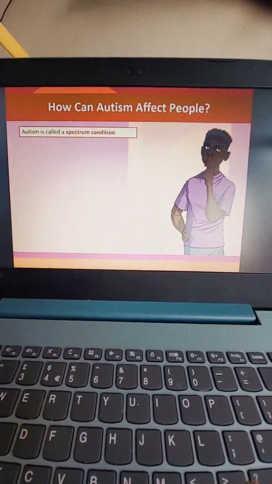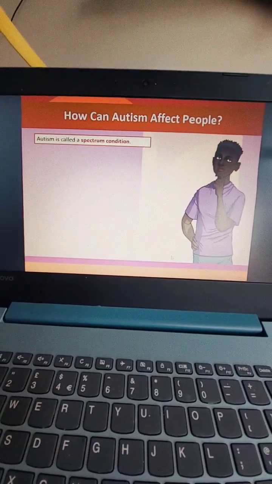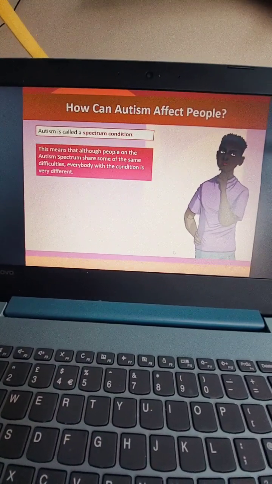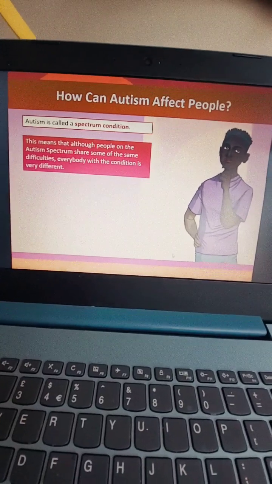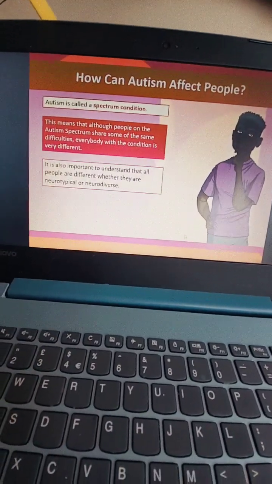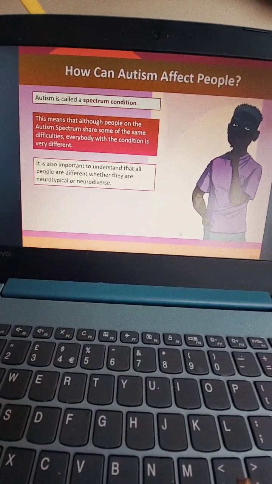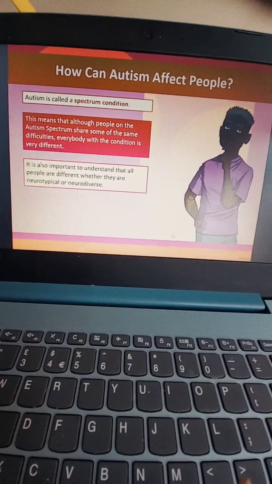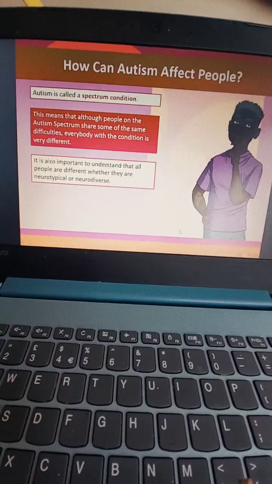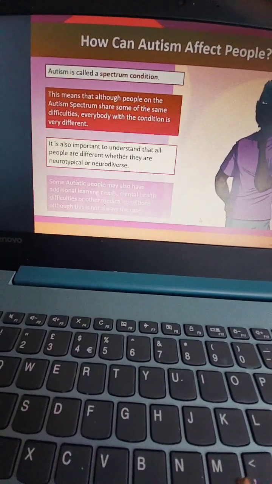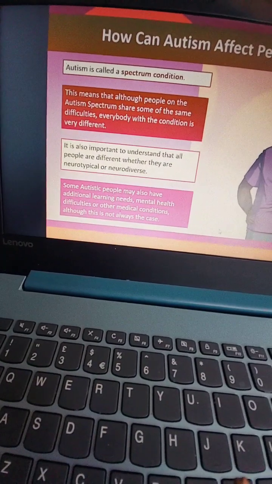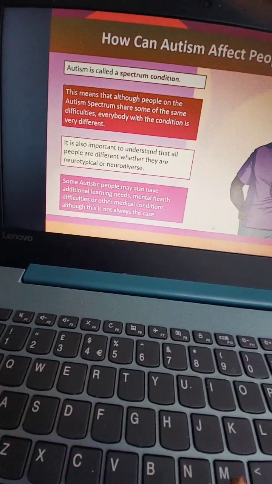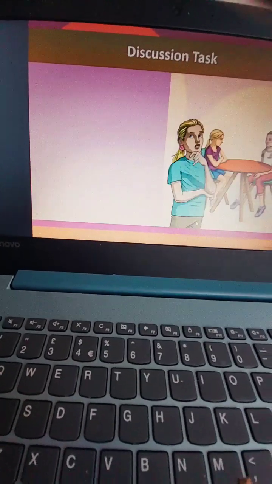How can autism affect people? Autism is called a spectrum condition. This means that although people on the autism spectrum share some of the same difficulties, everybody with the condition is very different. It is also important to understand that people are different, whether they are neurotypical or neurodiverse. Some autistic people may also have additional learning needs, mental health difficulties, or other medical conditions, although this is not always the case.